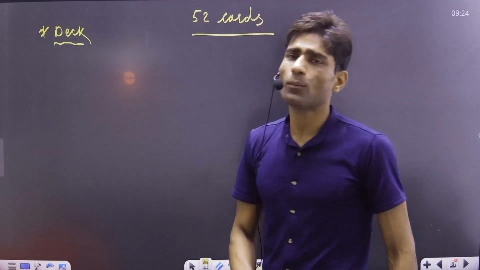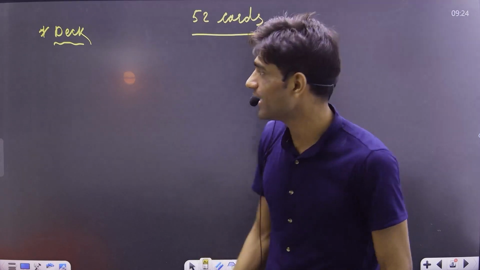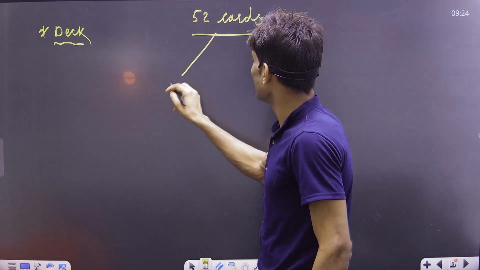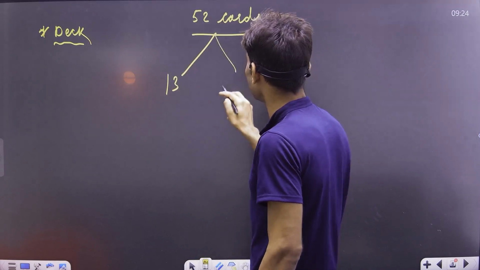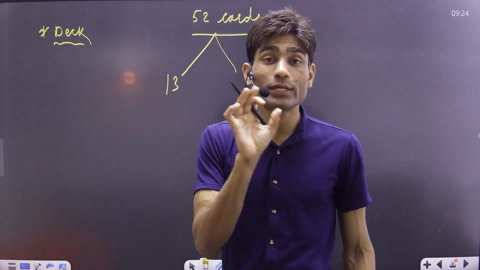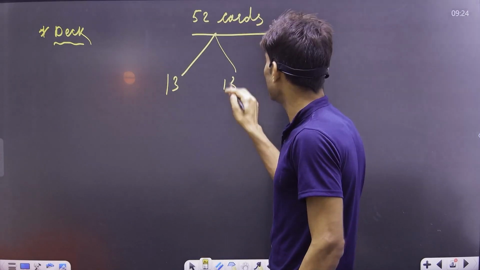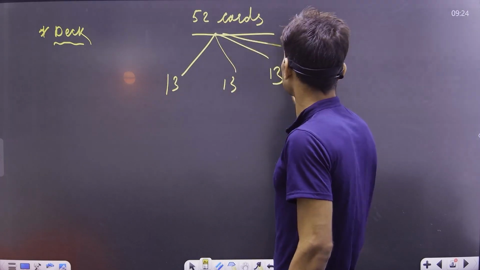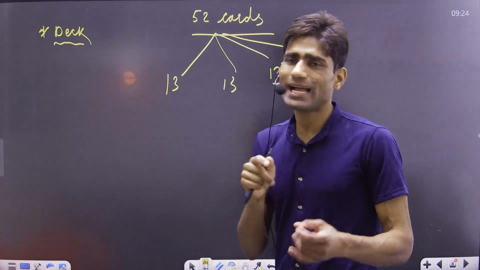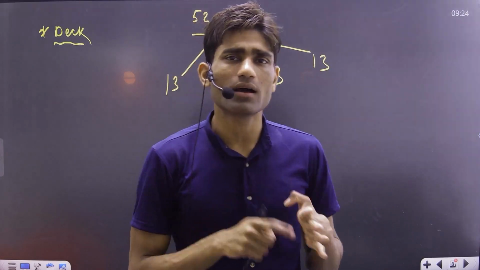We have a total of 52 cards in our deck set. The cards are divided into 13 sets each, okay. 52 cards divided into 4 different suits, which are heart, spade, diamond and club, okay.